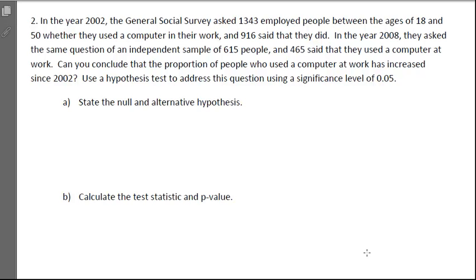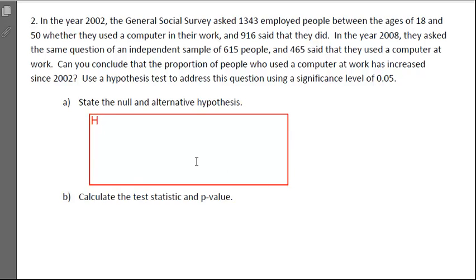Hey everyone, we're going to do the second problem of this page. We're going to go over a hypothesis test when we want to compare two proportions. And so the problem that we have is, in 2002, there was a survey that asked people whether or not they used a computer at work, and then they did the same thing in 2008. And so the question of interest is whether the proportion of people that use a computer at work has increased from 2002 to 2008. Okay, so we're going to do a hypothesis test.